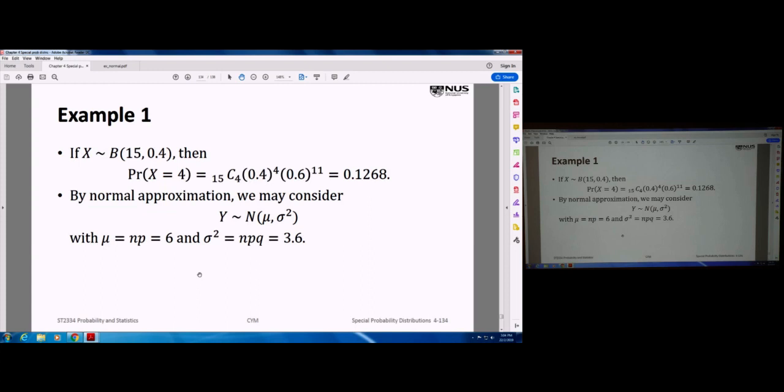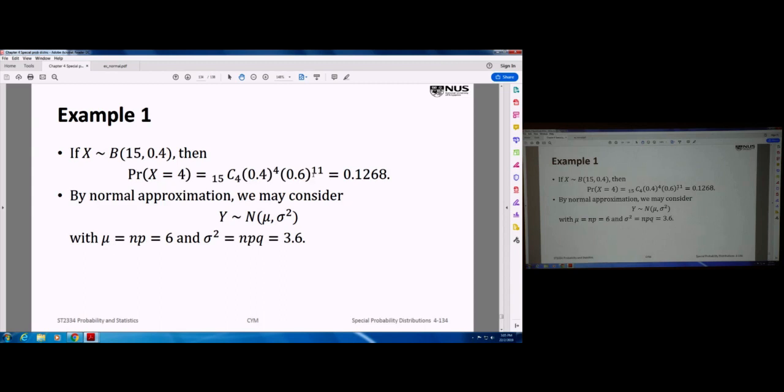Sorry, X is binomial with n = 15 and success probability 0.4. So we know that the probability that X is 4 is 15 choose 4, times 0.4 to the power of 4, times 0.6 to the 11. That's just the formula that we have for the binomial, and that's apparently 0.12.